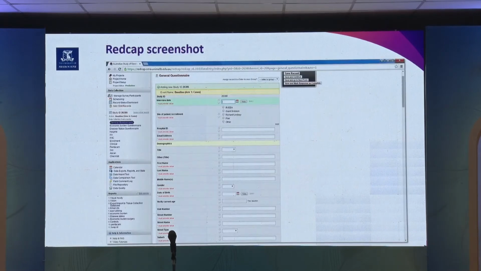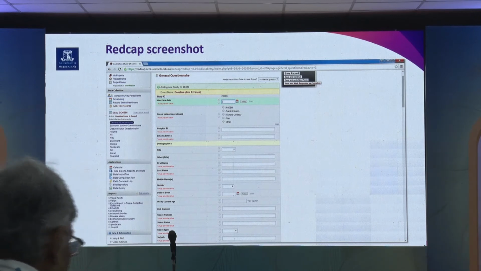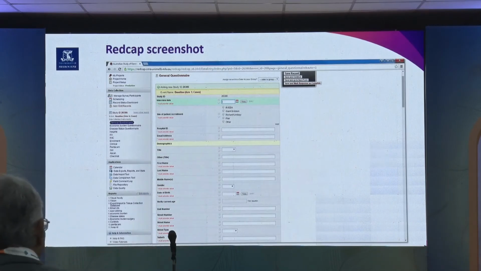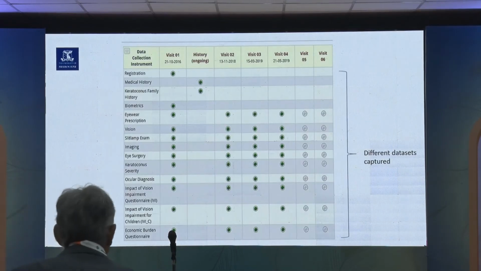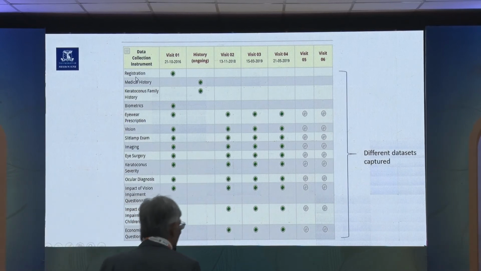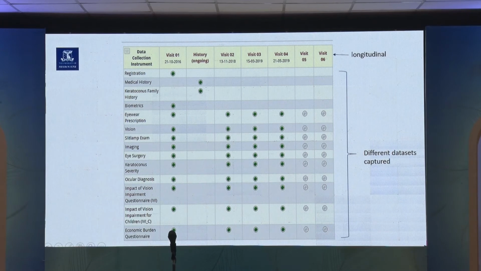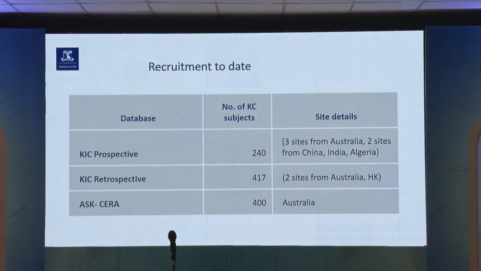And here's an example of just page one, which is really just basic details on an individual, such as their name, the hospital ID, email, etc. So it's just a series of drop-down menus, if possible, to make life as easy as possible for the collecting person. And what we did was we collected a whole series of different modules that are listed here, so registration, medical history, and so on and so forth. And we also collected longitudinal data across different visits. So this gives us an idea of what we need to collect.